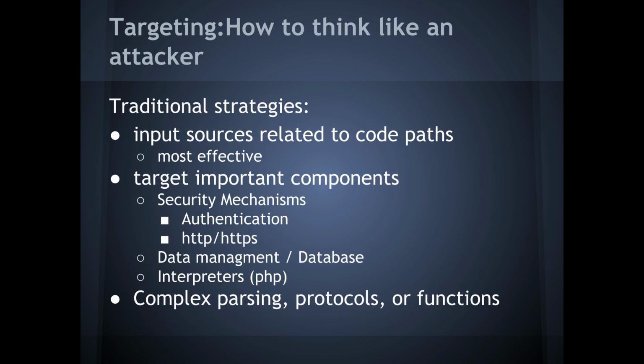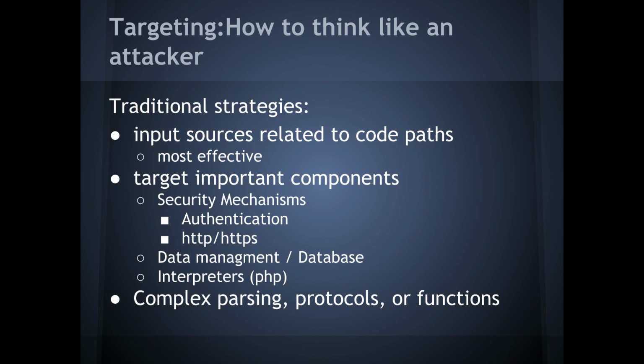So the next overall step, now that we're done with understanding the attack surface, is targeting your efforts. And I like to target your efforts by thinking like an attacker. There's some overlap here: relate the input sources to the application, to code paths, and examine those if you have the source code, and see if there's any vulnerabilities you can find there. That happens to be one of the most effective ways to do it. Also, target important components, and that requires understanding the architecture.